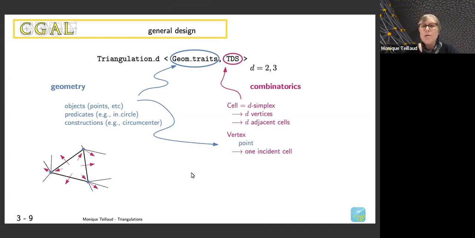And the triangulation data structure gives the combinatorics. In 2D, 3D, it stores actually only the higher dimensional simplices, like triangles in 2D or tetrahedra in 3D. And so they are the simplices, and you only store pointers to their vertices and pointers to the adjacent cells. And you also have vertices for which you only store one incident cell. And that's all for the combinatorics. Then there is communication between those two classes, and the vertex stores a point that is an object of the type given by the geometric traits. So that's basically the data structure and the organization of who is doing what.